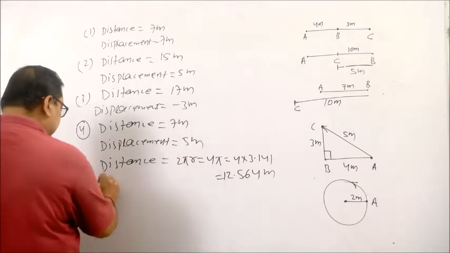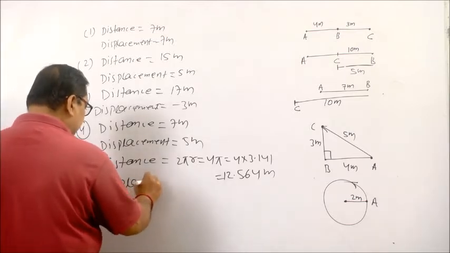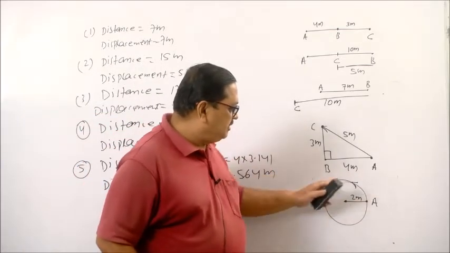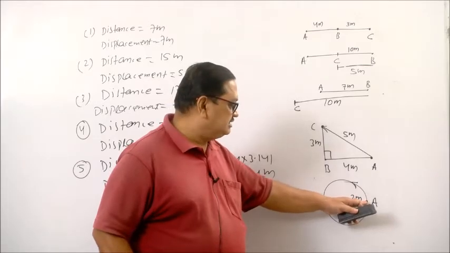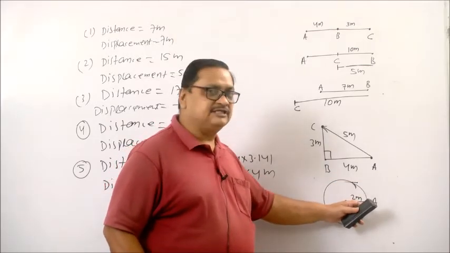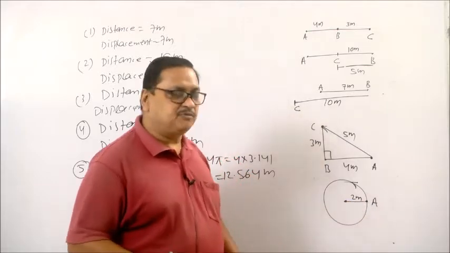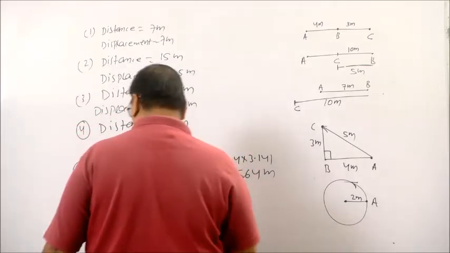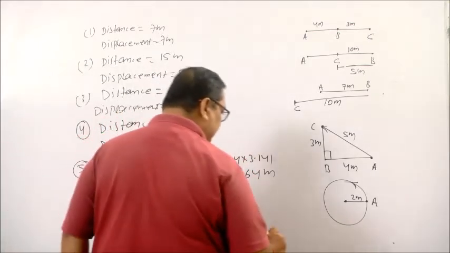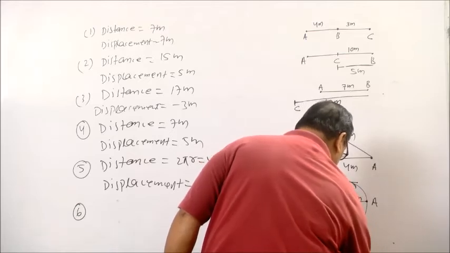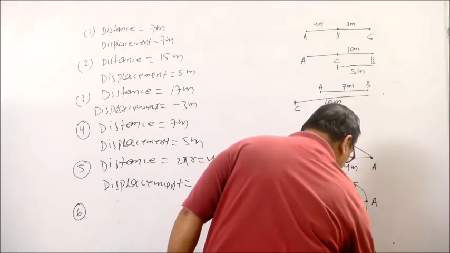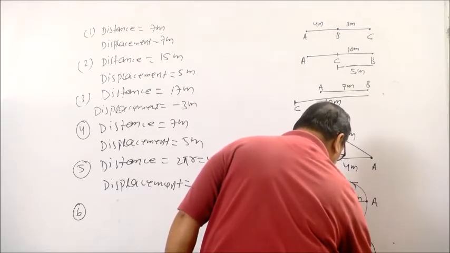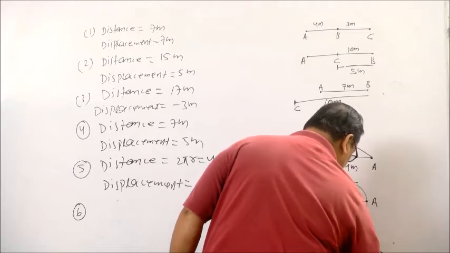But displacement, very interesting, here displacement is 0, because in a complete cycle the particular body is starting from the initial point and again it is coming to the initial point. That means the initial point and final point both are the same, so displacement will be 0. Then we can also take another example. Suppose in a semicircle, radius is 2 meter. The particle is starting from A to B.